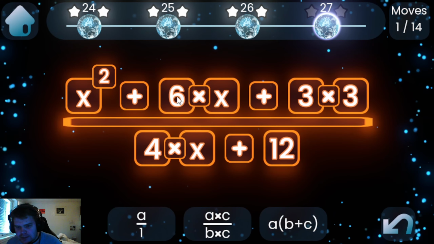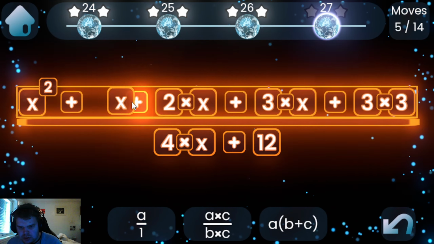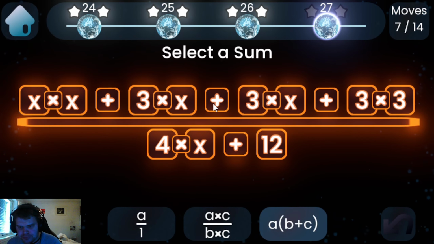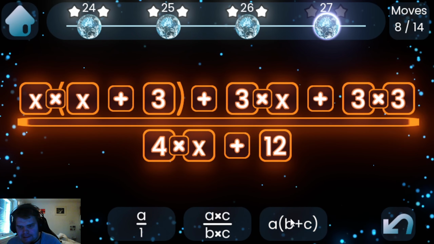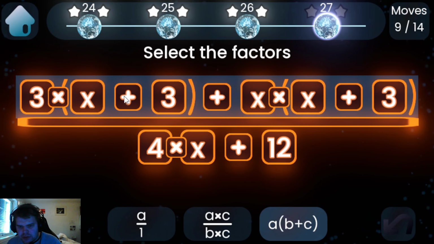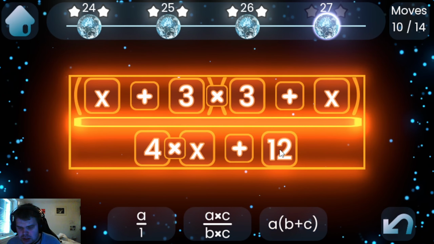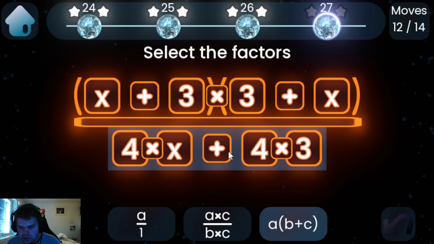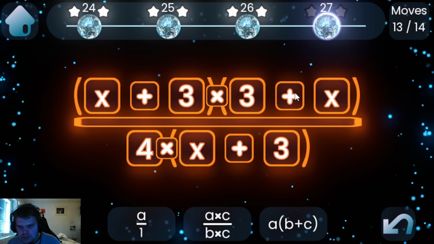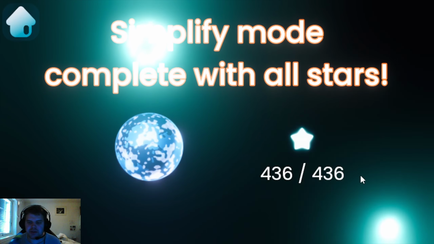And that happens again in this level, basically, except we have 3 times 3 here. So we want to have 3 in 2 different places like this. So x here, 3 over here. And then we can get the 3 times x plus 3 in both. And now we want to also work on the numerator here and get the 4 out. Now we can do this. Bam. And that is simplify mode.